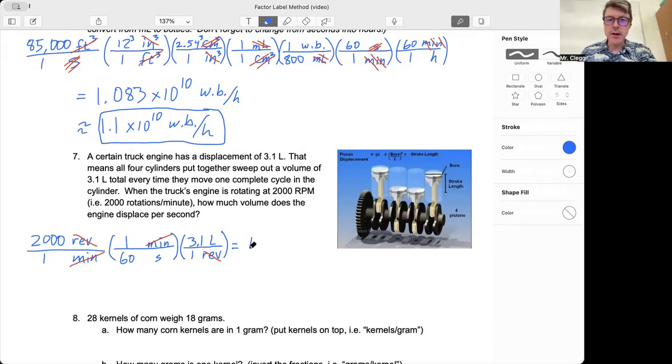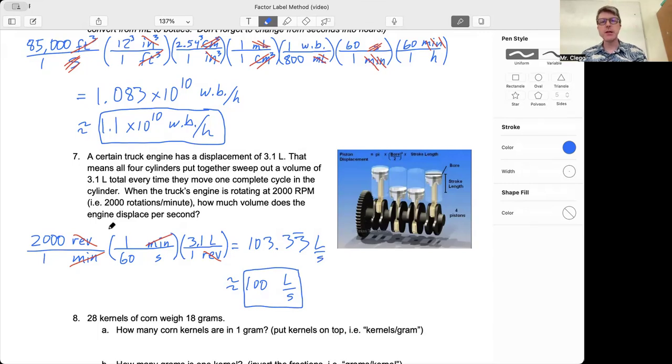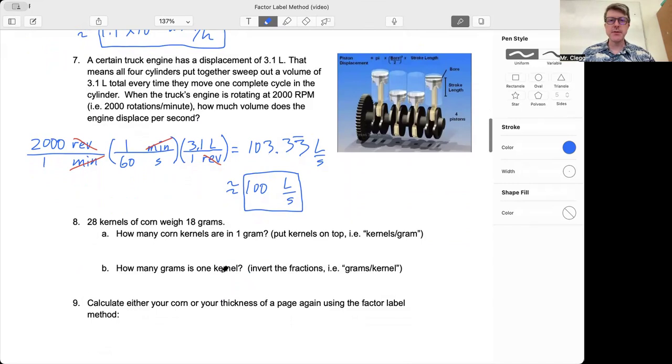Okay, so we got 103.33. Looks like a repeating number here, and that would be liters per second. So we do need to worry about sig figs here a little bit. Let's call that 100 liters per second. That's still a pretty big amount, that's a lot of volume per second. All right. Why did we round it this way? I actually just realized that my 2000 rotations per minute only has one sig fig in it, so my answer only has one as well. We don't get super worried about sig figs in this class, but it could happen.